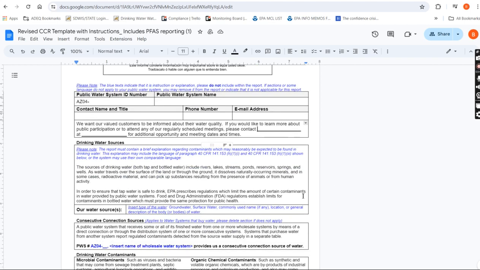The next section is a drinking water source. These two statements are required statements as written by the EPA describing different sources and what might be in them. And then our water source, you're going to fill out whether your system uses groundwater, surface water, or groundwater under the direct influence of surface water. You're also going to fill out the specific name of your surface water body or groundwater aquifer or watershed.